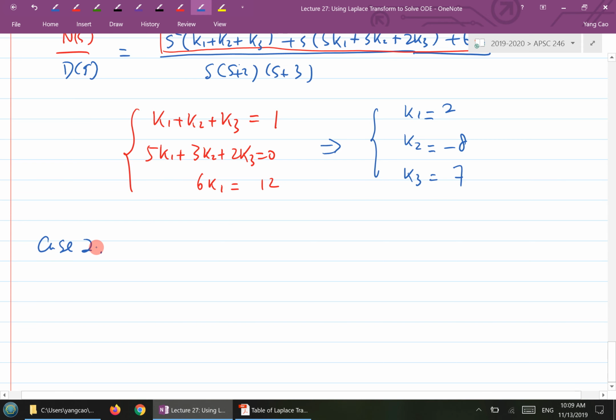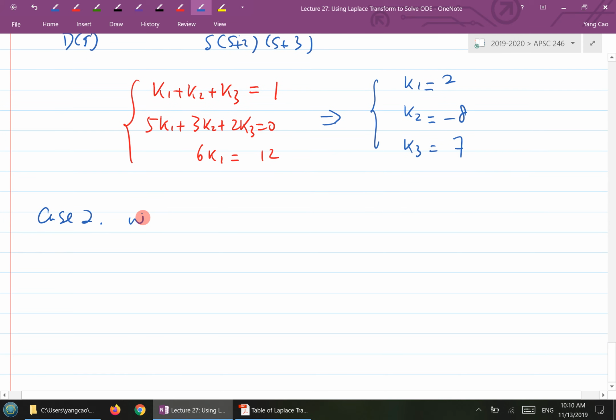Okay, that's case number 1, when you have just simple poles on the denominator. The case number 2 is when the denominator has complex conjugate poles. Okay. So when you set the denominator to be 0, you end up with a solution that's actually complex conjugates. So this is the number 2 case. So I'll give you an example here, okay?